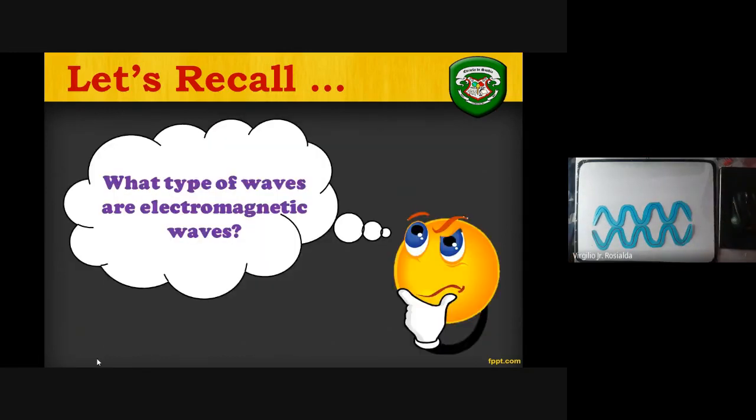So, what type of waves are electromagnetic waves? We classify under mechanical waves, na-classify tayo ng sound and water as transverse and longitudinal waves.